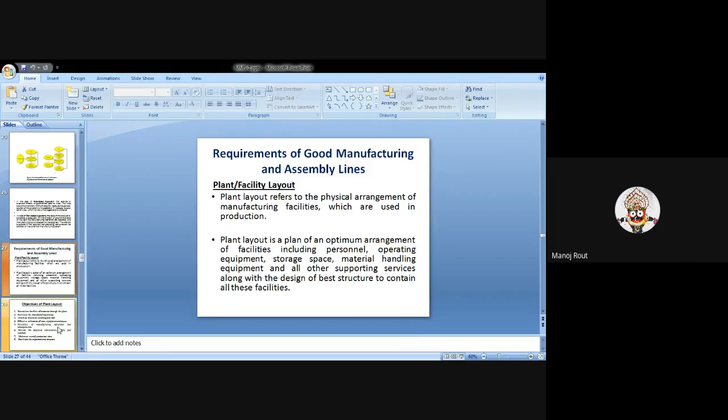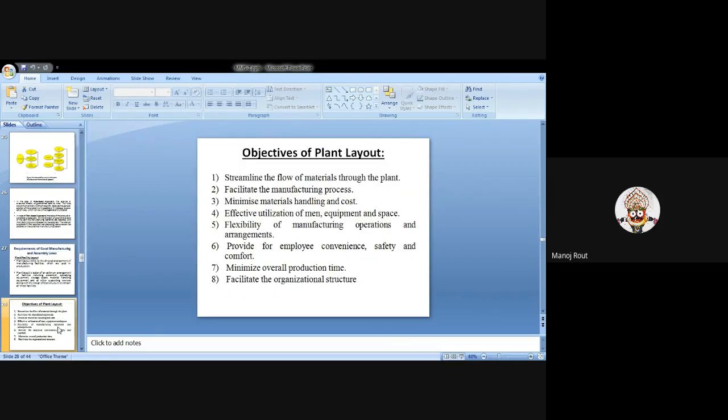Going to the next one. These are the objectives of plant layout: streamline the flow of material through the plant. Whenever you insert the raw material inside the premises, the flow should be streamlined according to the design specification, according to the manufacturing activities that should pass from one place to another. The next is to facilitate the manufacturing process, minimize material handling and cost, and effective utilization of man, machine, or you can say man, equipment, and space.